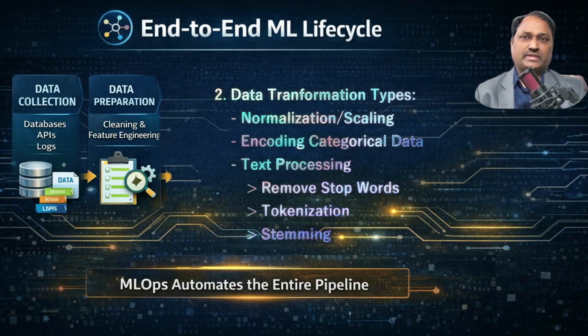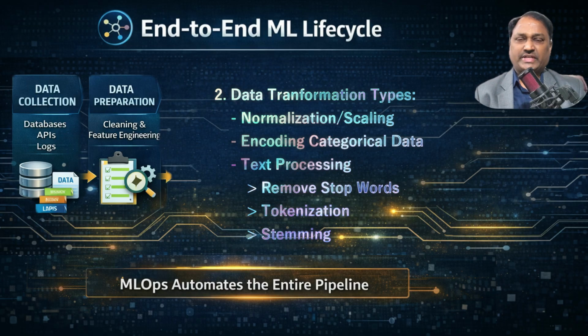The other point here, encoding categorical data. Convert text into numbers. Example, cities, Hyderabad, Delhi, so converts to 1, 2. So encoding types, label encoding and one-hot encoding, they convert categorical data into numerical format so an ML model can process it.